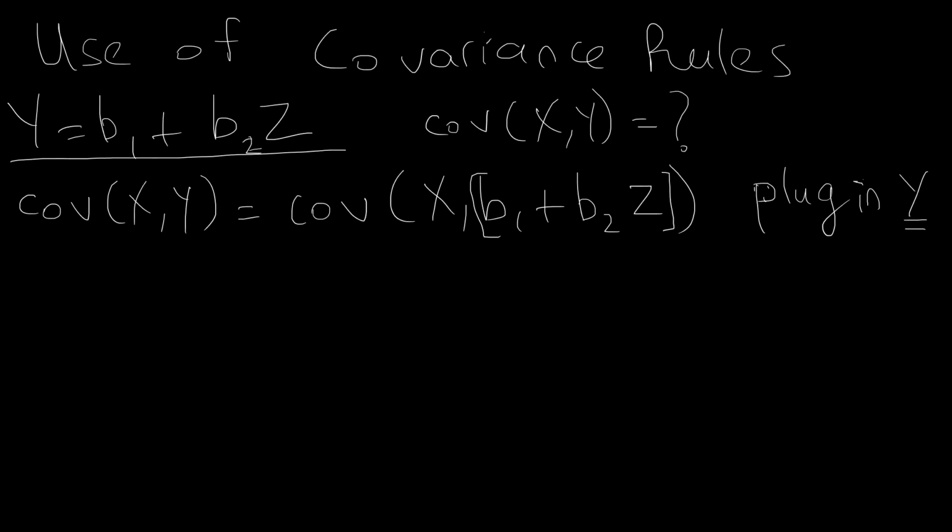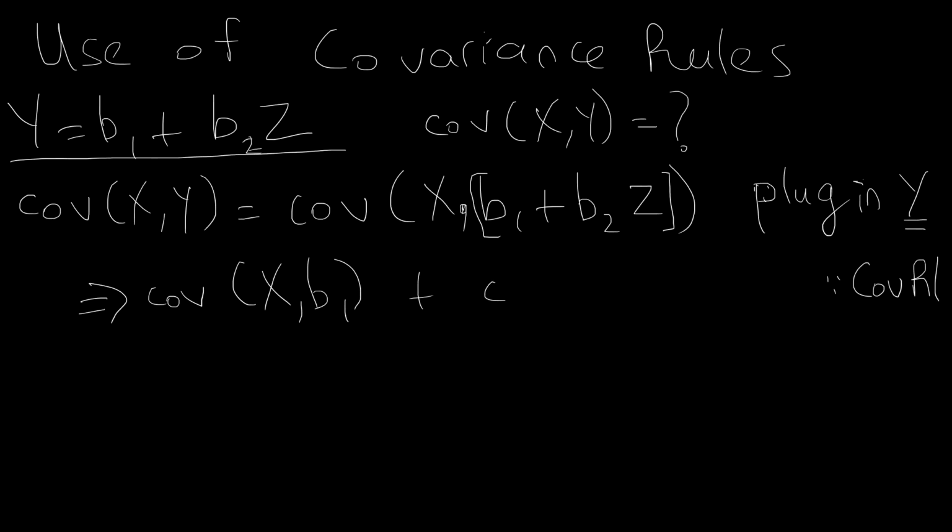Okay. So next, we're going to use covariance rule number 1, and we're going to use covariance rule 1 to write this out. So let me just clarify, this is a comma, okay? Cool. So using covariance rule number 1, this becomes the covariance between x, comma, b1 plus the covariance between x and b2 times z. So we have used covariance rule 1 over here, okay?